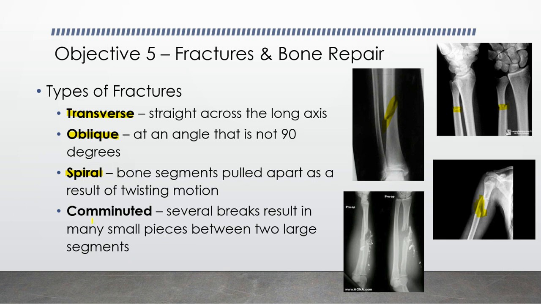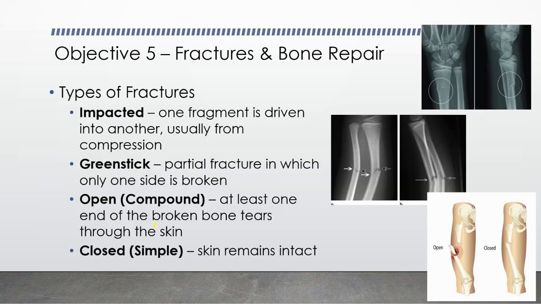Then you have comminuted, and this is where you have a whole bunch of breaks and the bone just kind of shatters. You have a break, but then you have all these little pieces that are still there. That's more of a shattering of your bone. Now, an impacted fracture is where, think about if you were to jump off a really high building, and when your legs hit the ground, it would cause that impact. Your bone is driven into another bone, and it can cause it to buckle. It's usually caused from compression. You can see that impacted fracture there.